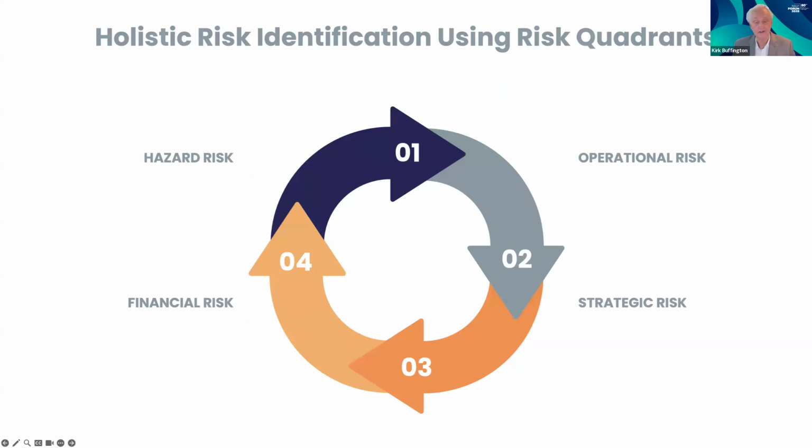So when we talk holistic, I have a couple of graphics that help to illustrate that. You can see hazard risk, operational risk, strategic risk, and financial risk. And we concern ourselves with all of these from a procurement perspective. What are the hazards on a construction project that you need to be aware of and then mitigate for? What are some of the operational risks?